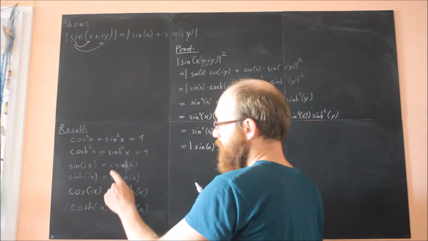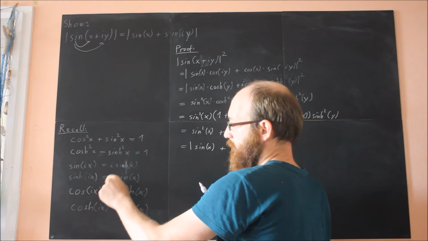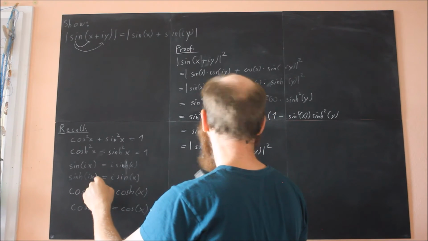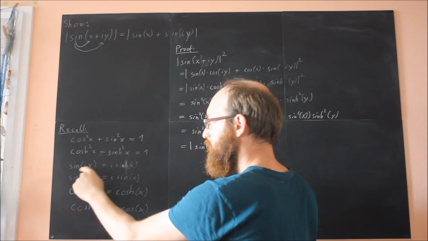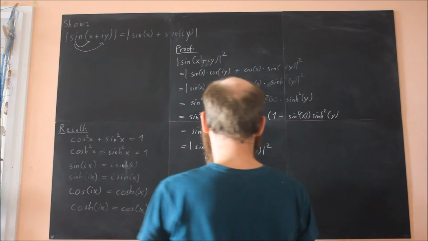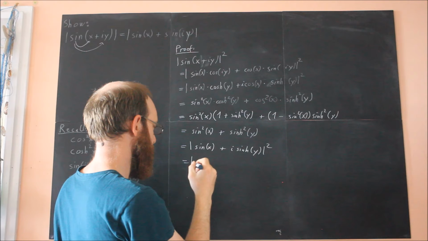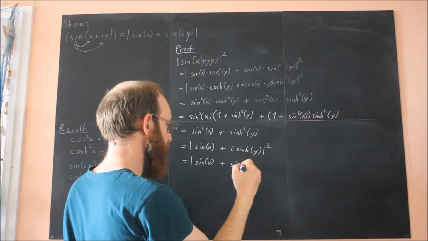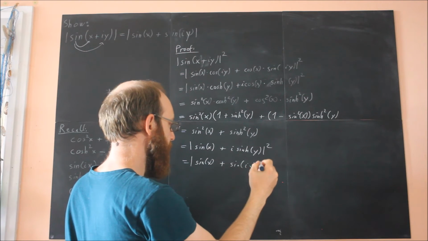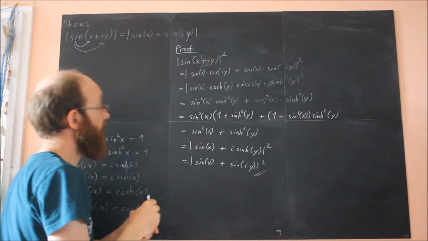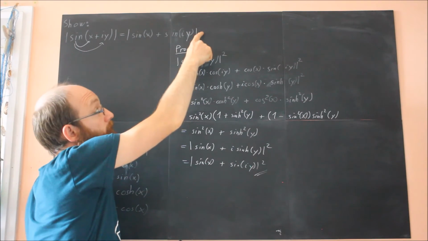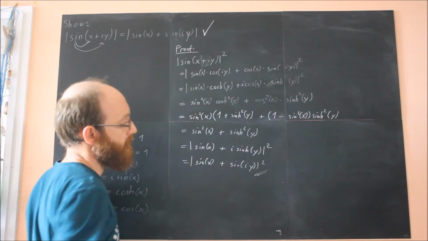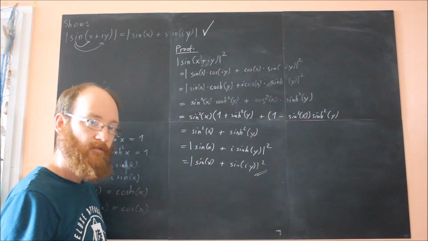Now we can use our tools here. i times hyperbolic sine of y is sine of iy, okay? So we get the magnitude of sine of x plus sine of iy, and this is exactly what we wanted to prove. So this is done. Alright?